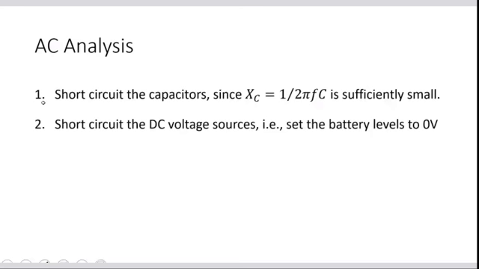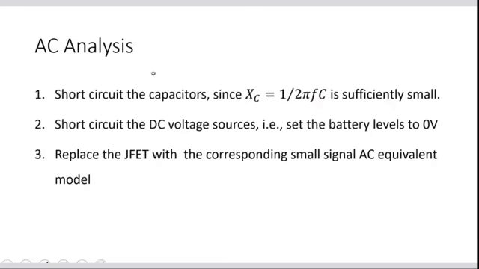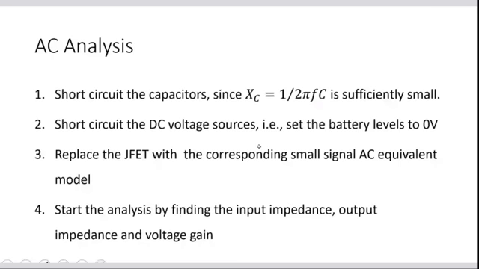And the third one is to replace the JFET with the AC equivalent circuit we have seen now. You just replace that JFET with the AC equivalent circuit. And finally, start the analysis to find the input impedance, output impedance, and the voltage gain. Okay, so this is about the AC analysis. We will apply these 4 steps in the coming circuits we are going to discuss.